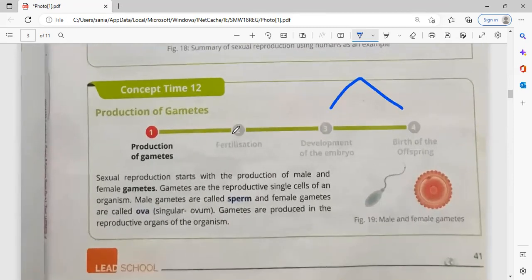See, production of gametes means you have to know who is going to produce what. For example, you are cooking something with your sister, planning to bake a cake. You bought the milk and your sister bought the sugar, and so on. Now I will list that you bought these items and your sister bought those items. Similarly, you have to remember what gametes the male produces and what gametes the female produces. Sperm from the male, and ova, the singular being ovum, from the female. This is what you have to do.